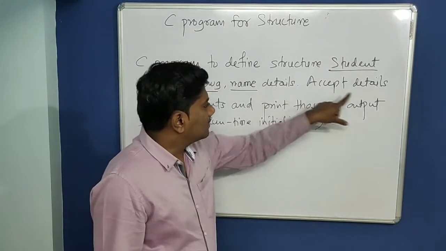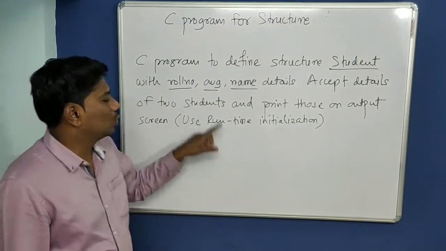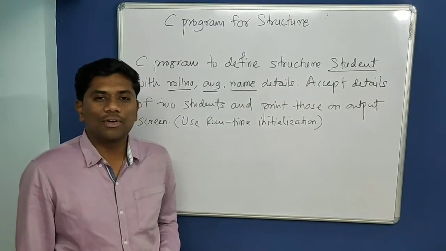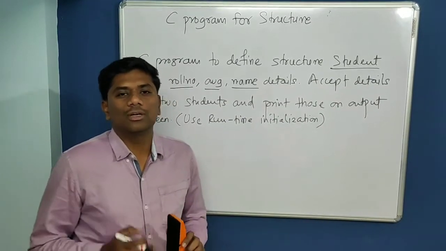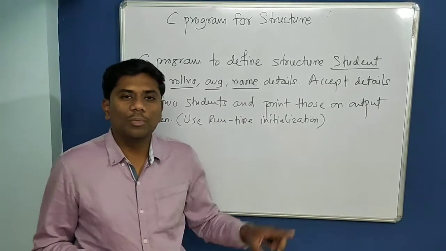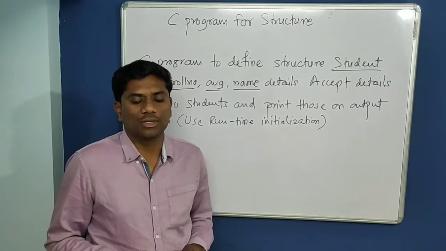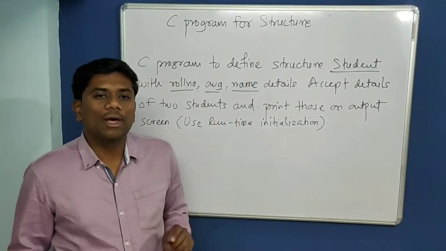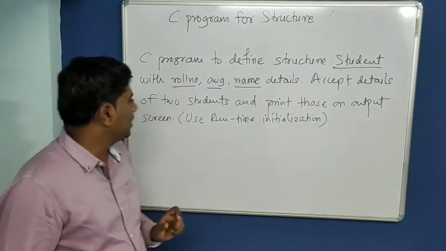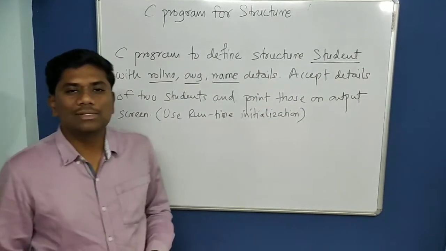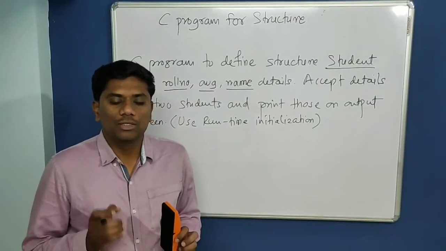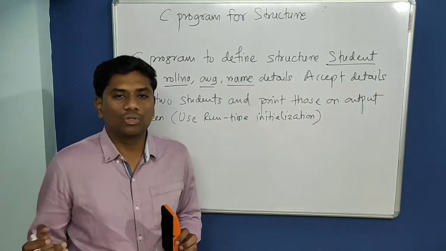Next, accept details of two students. So here what is given? They are saying that you need to accept two structure details. That means there will be two student information. That means we require two structure variables. And print those on output screen. That means you need to print that student information on output screen.